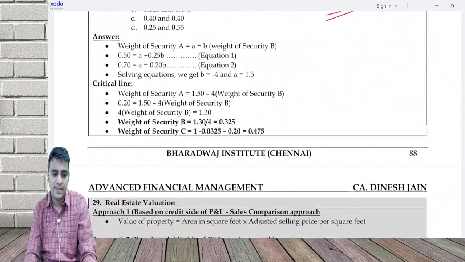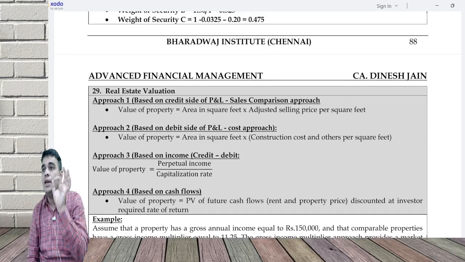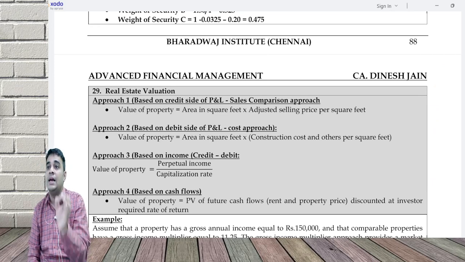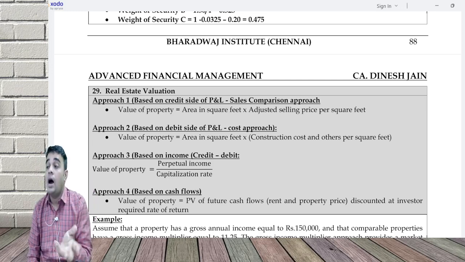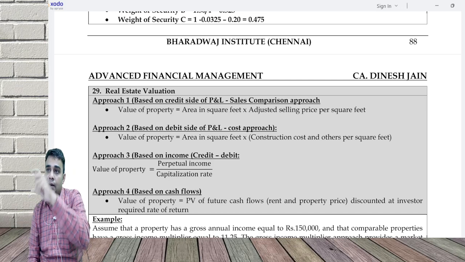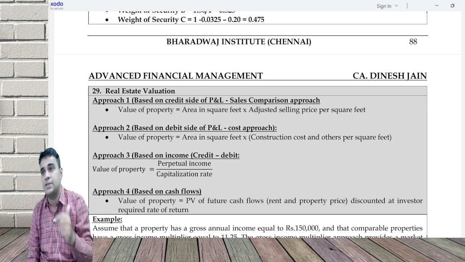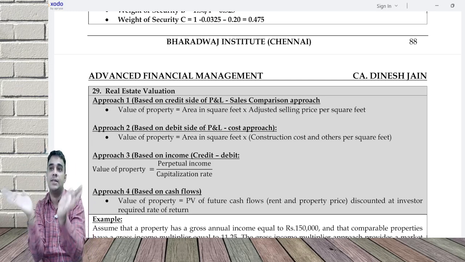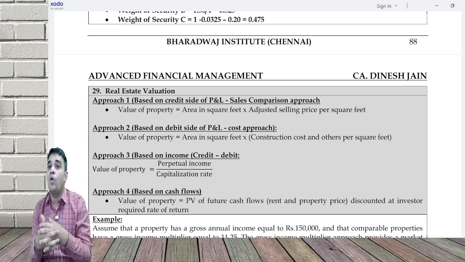Then your real estate valuation, which I'm not going to do any question on, but there are four approaches. One is to value a real estate through the debit side of P&L. What is the debit side of P&L? Based on your costs. Add all costs, that is the value of the asset. Or do it based on the credit side of P&L, based on the adjusted selling price. My competitor has a selling price, follow the same selling price. Third is the difference between debit and credit side, which is the profit. And fourth is based on the asset side. That is, what is the value of the asset?